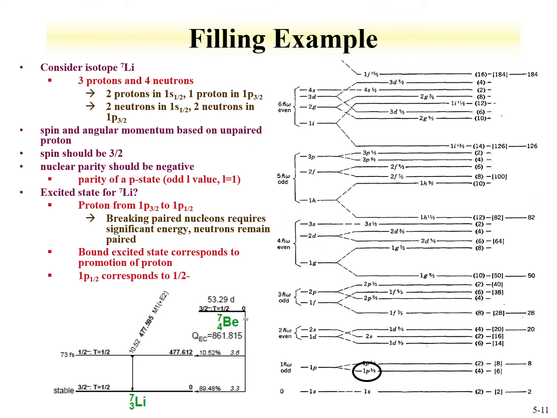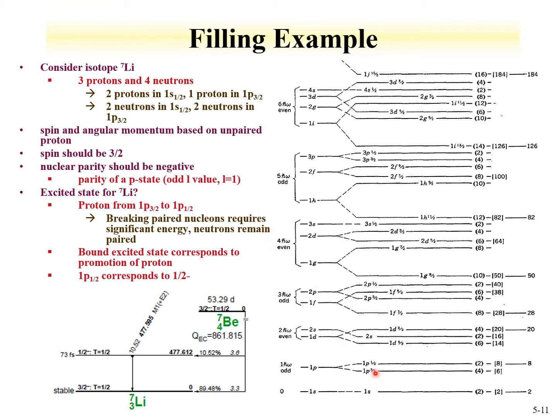We see here, this is the state that it occupies, and the 1p3/2 correlates to 3/2 minus ground state. The excited state, shown here of lithium-7, is 1/2 minus. So the question is, if I have an excited state, I can either take the unpaired proton and excite it, or split one of the paired neutrons and excite one of those.